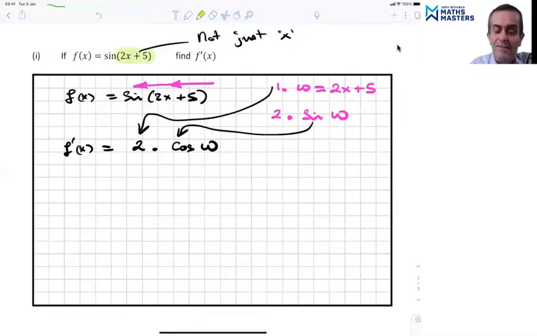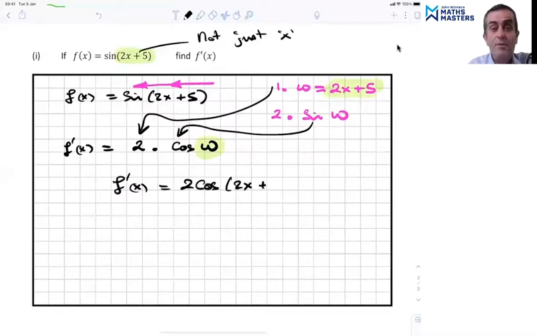The only thing I need to do now is to get rid of this w. w was a letter that I introduced a couple of seconds ago just to make my life easier. But w is actually 2x plus 5. So now all I have to do is say f dash x equals 2 multiplied by the cos of 2x plus 5. And that's an extremely simple challenge. So you read your functions from right to left. You call the first function w.